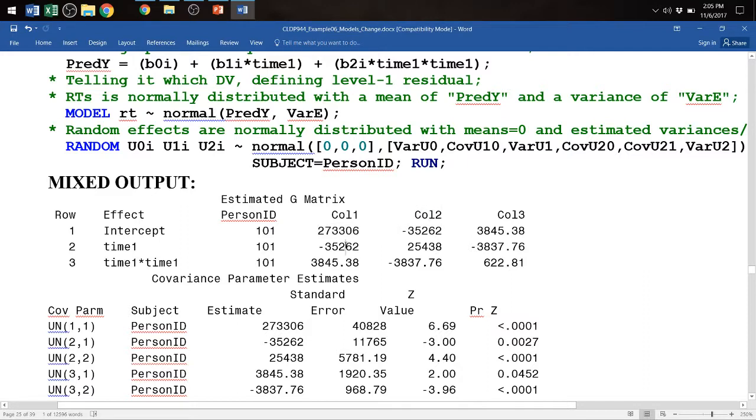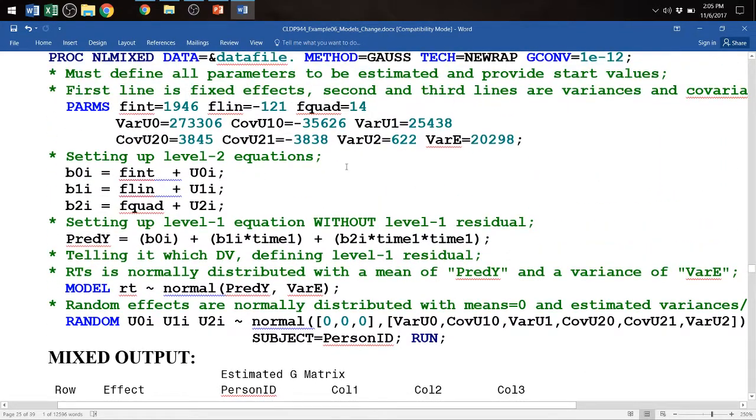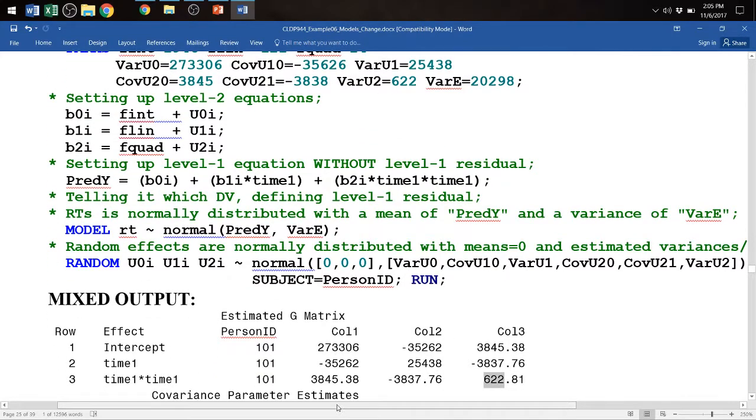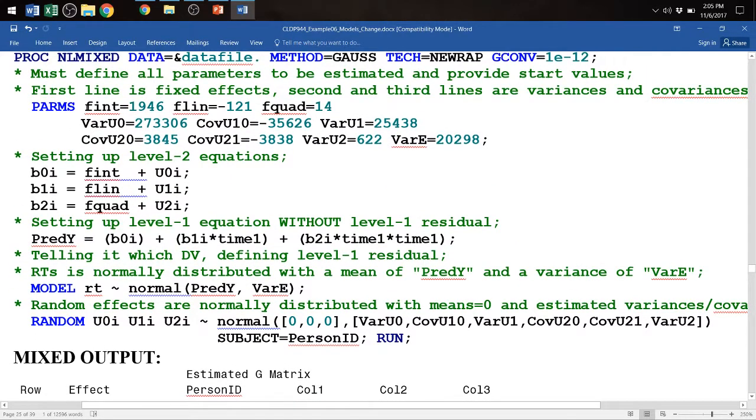1, 1, 2, 1, 2, 2, 2, 0, 2, 1, 2, 2. So the order matters? The order doesn't matter except to me in making sense of it. It matters in terms of specifying the random statement down here. You have to get them in the right order. So I'm listing out all of the parameters that are going to be estimated in this model, of which there are 10. Then I'm writing the model.